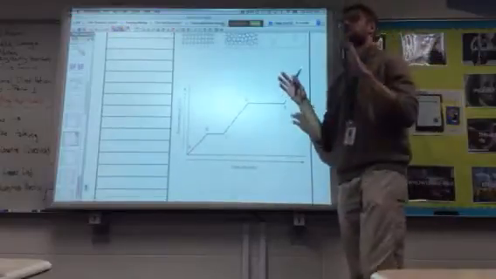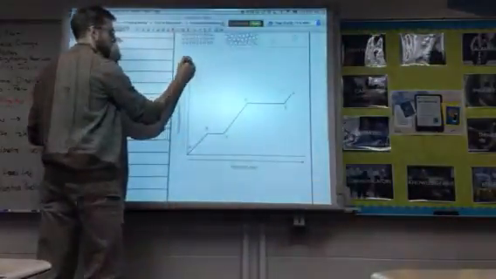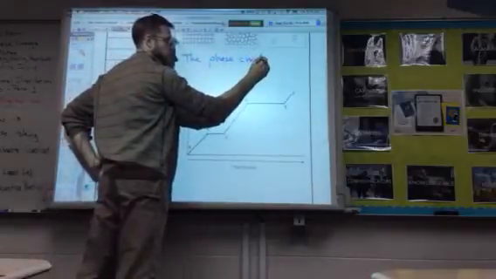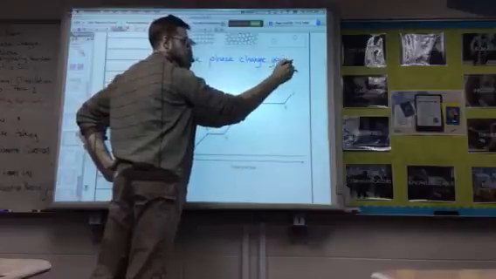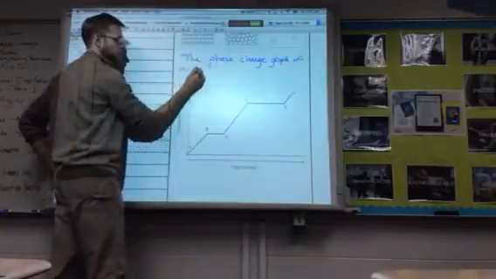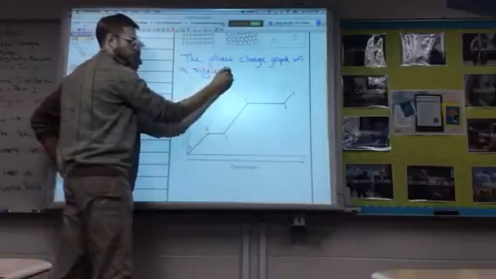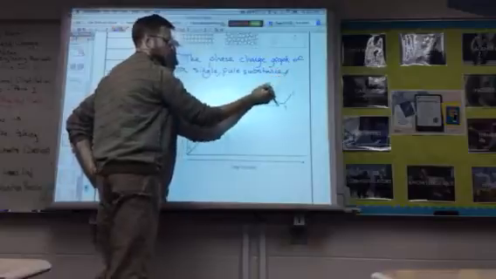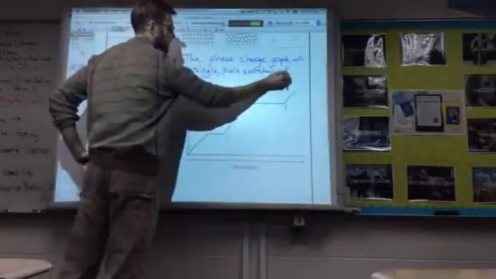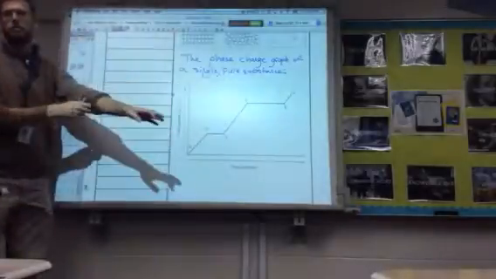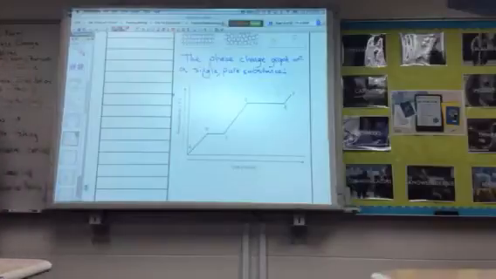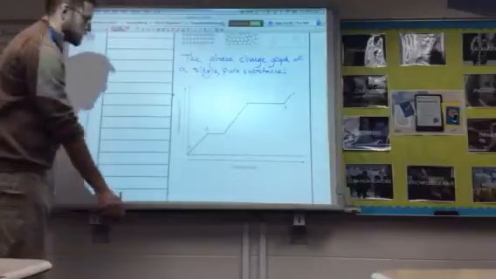First up, I need to tell you what this is a graph of. This is the phase change graph of a single pure substance. I needed to tell you that this is the phase change graph of a single pure substance for a reason. It will allow us to interpret what the graph is showing. Make sure you label it like that. Let's take a look at the graph.